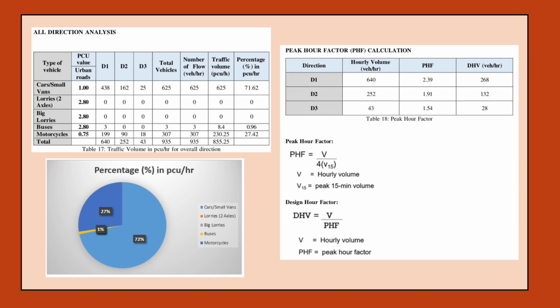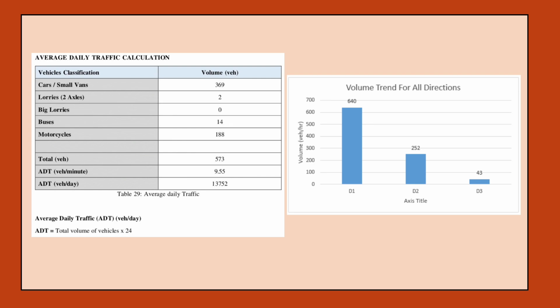The peak hour factor for direction 1 is 2.39, direction 2 is 1.91, and direction 3 is 1.54. And the design hour volume for direction 1 is 268, direction 2 is 132, and direction 3 is 28. Average daily traffic of evening is equal to 22,440 vehicles per day. And lastly, direction 1 has the highest value for the volume trend, also followed by direction 2 and then direction 3.